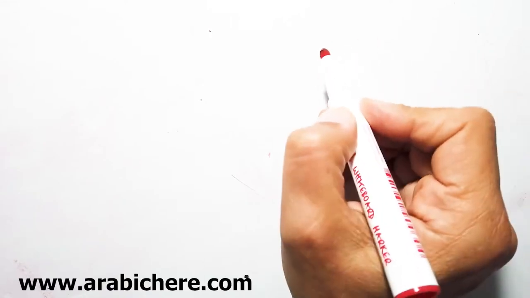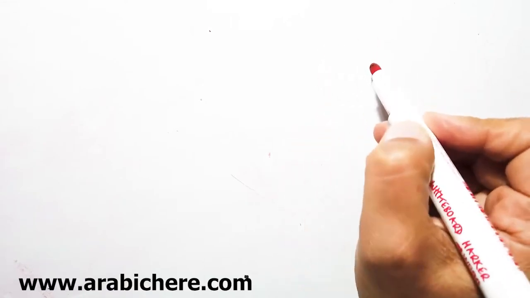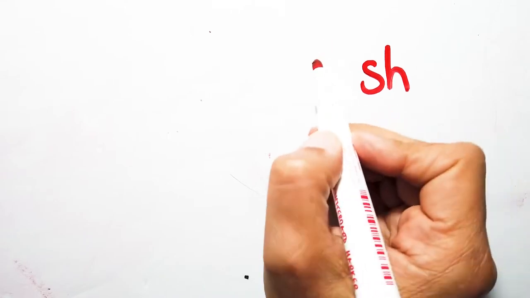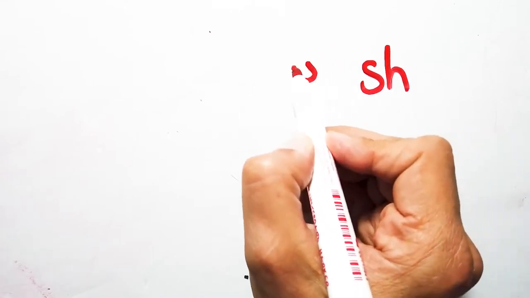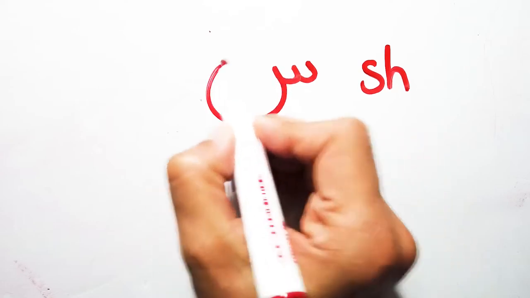Let's check together. Today we are gonna learn this letter. Pay attention to this sound. Sh, sh, sh. In English it is like this, right? Sh, sh. So to get this sound in Arabic, I have to write this beautiful letter like this.